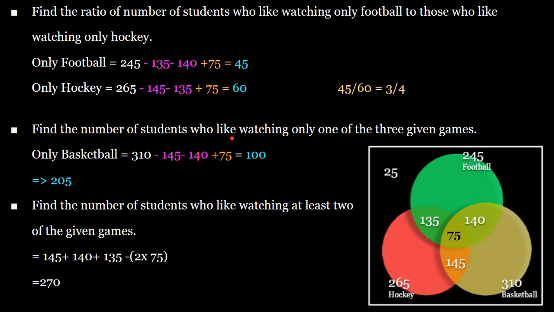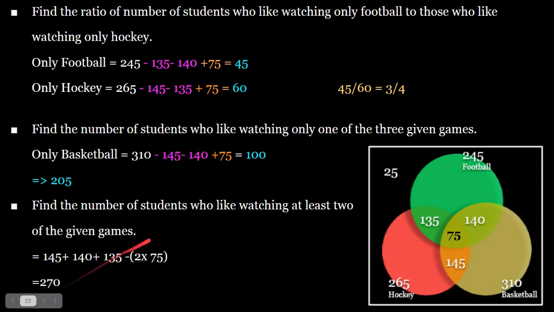Now find the number of students who like watching only one of the three given games. We already know who like only football and only hockey. We have to find only basketball. That will come out to be 310 minus 145 minus 140 plus 75, which is equal to 100. So we got only basketball as 100. We subtracted the common part twice, so we add 75 back. So we have all these numbers. 160 plus 45 is 205.